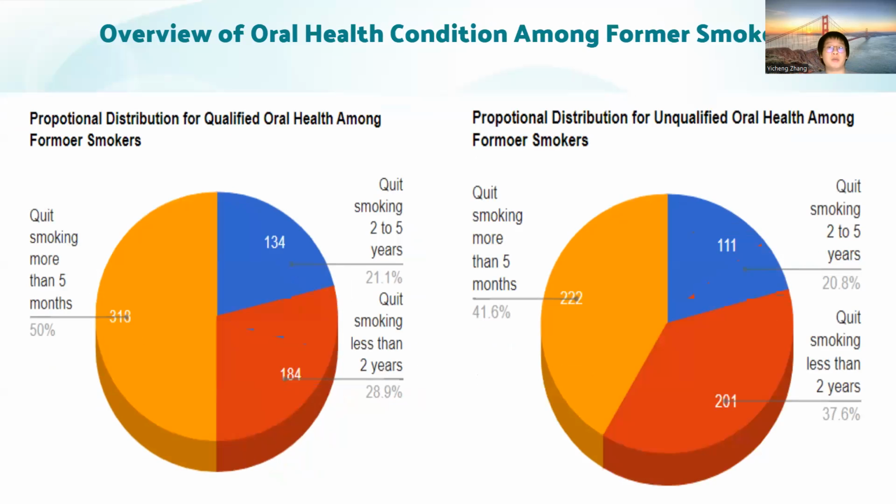And here again, but this time we only focus on the former smokers of all the participants. If we compare those two graphs, we can see that for people who quit smoking only more than 5 months, the rate of people with poor oral health will increase dramatically. It seems like all of those four graphs are telling us there's some kind of association between smoking and oral health status.